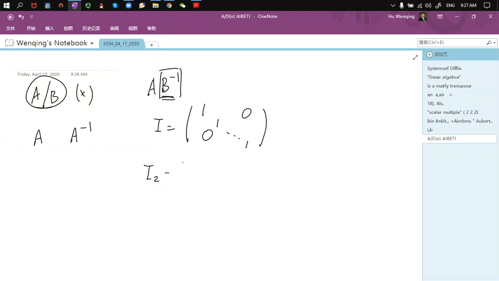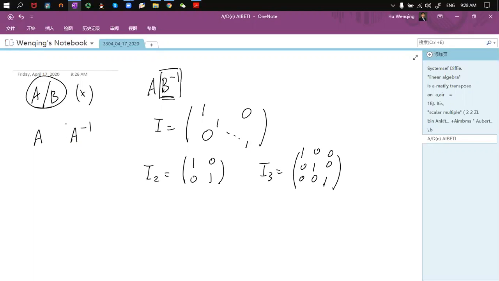For example, I2 is the matrix with rows 1, 0 and 0, 1. I3 has ones on the diagonal, 1, 1, 1, and zeros everywhere else. Is that good? Okay, so these are the diagonal matrices.